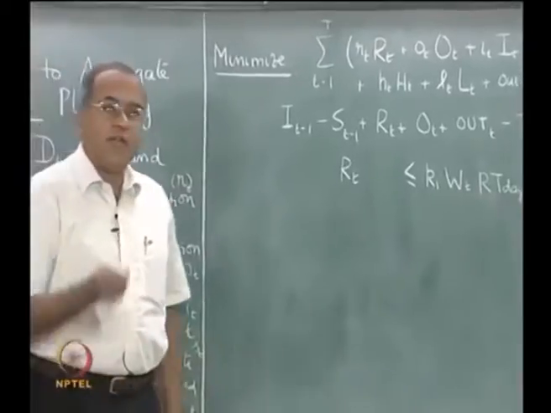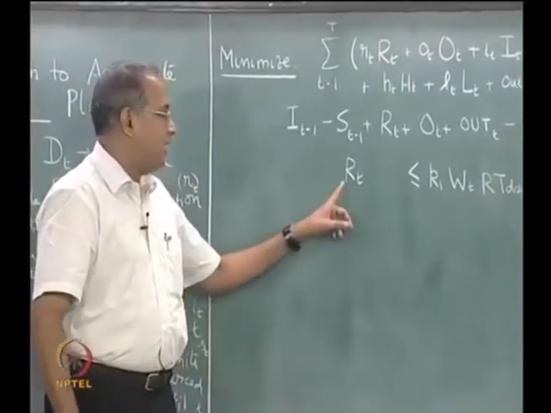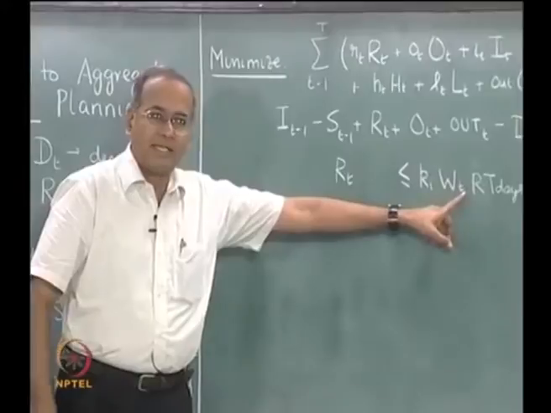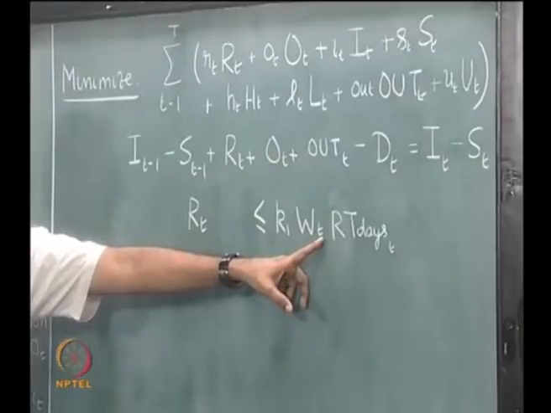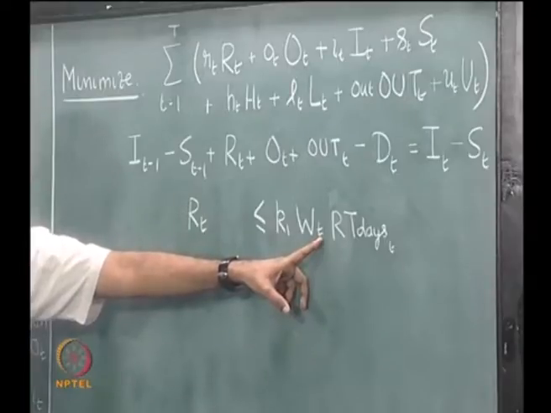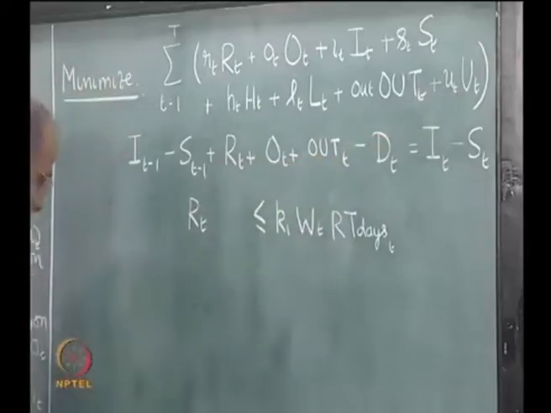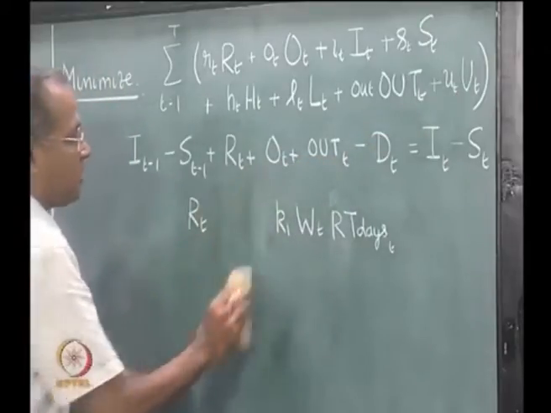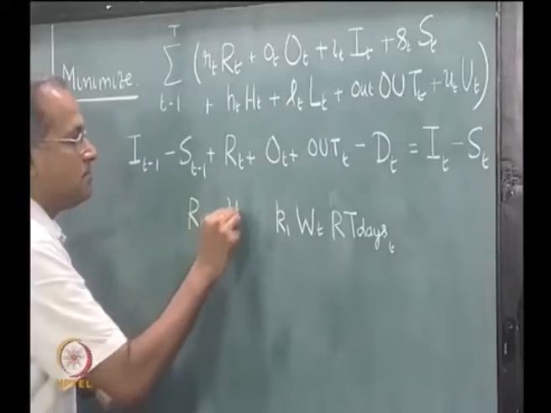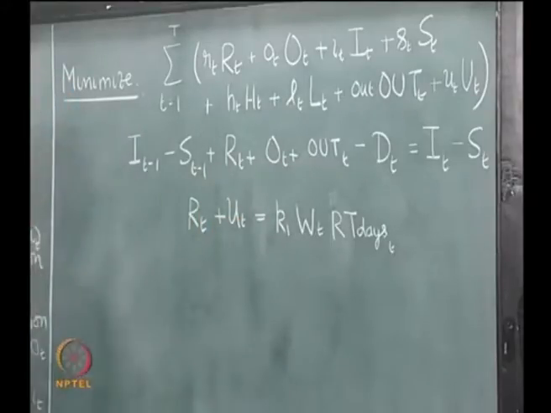Now, if we get into a situation where RT is actually less than the capacity, then we have underutilization, which we saw in the second spreadsheet, and there is an underutilization cost which is also there. So, this is rewritten as RT plus UT is equal to constant times Wt. This represents the regular time capacity constraint.